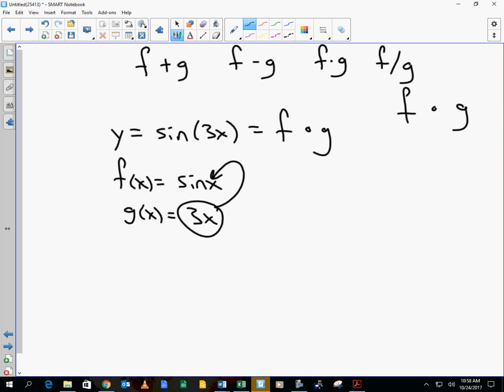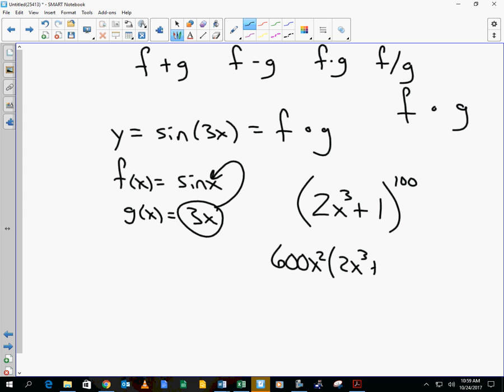For example, if I asked you (2x to the third power plus 1) to the 100th power, and you wanted to take that derivative, well, you would have to multiply this out 100 times, wouldn't you? You would, okay? But I'm going to show you today that the derivative is simply 600x squared times (2x cubed plus 1) to the 99th power, okay? And it's not going to be any big deal. Here's why it's called the chain rule.